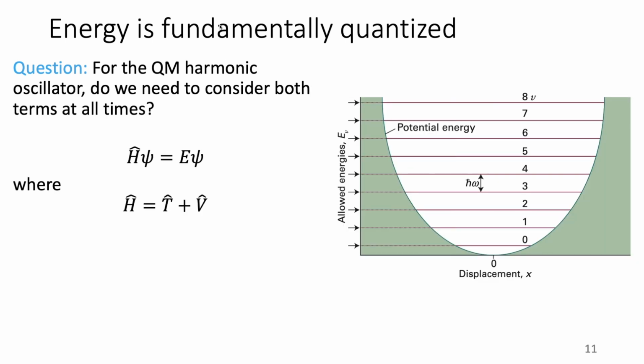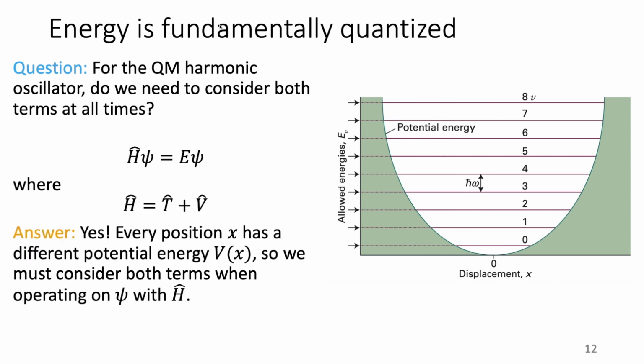Then later in the course, we looked at the quantum harmonic oscillator. And so let's ask that same question. Do we need to consider both terms at all times, the kinetic energy operator and the potential energy operator? So for the quantum harmonic oscillator, did we need to care about both at all times? Yes, we did, right? Because fine, it's being confined in this way. We're in a harmonic well, which is another way of describing the quantum harmonic oscillator. And sure, it's in there, but any position x has a different potential energy value, right?